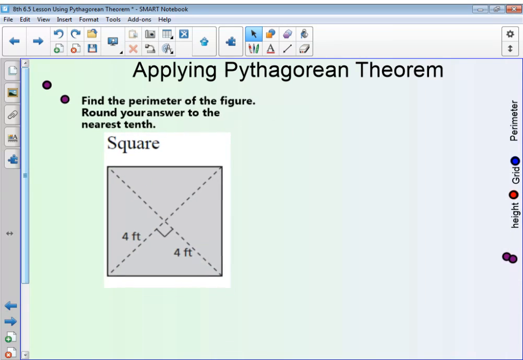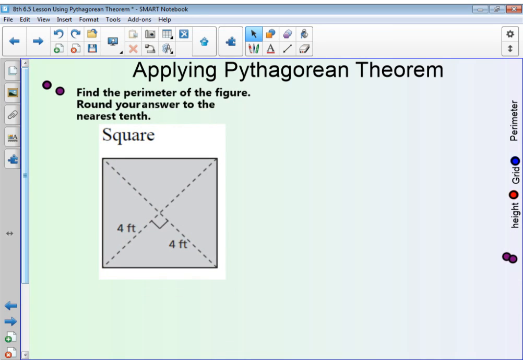Okay, so I want you guys to try this one. Find the perimeter of the figure, round your answer to the nearest tenth. Okay, so what am I seeing? To get you started, this is what I'm seeing. Here's our right triangle. Correct? There's our right angle. And then we've got the bottom that is the hypotenuse.